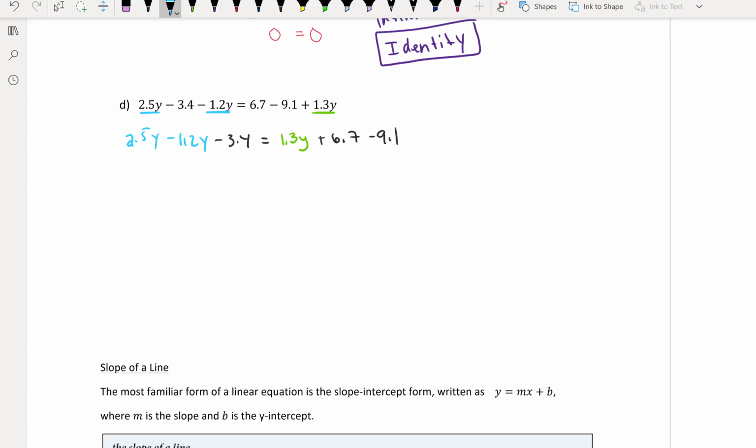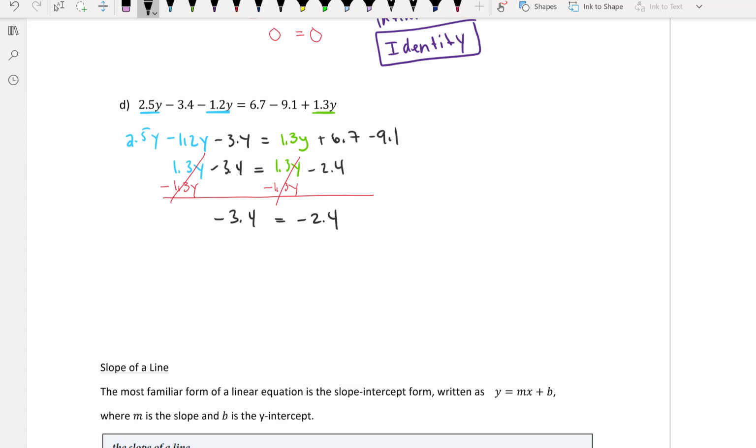So if I'm adding those y's together, I have a 1.3y and a negative 3.4. And I still have my 1.3y. And over here, 6.7 minus 9.1 is going to give me a negative 2.4. So now what I'm going to do is subtract my 1.3y from both sides. When I end up doing that, it cancels out. So you're left with a negative 3.4 is equal to a negative 2.4.